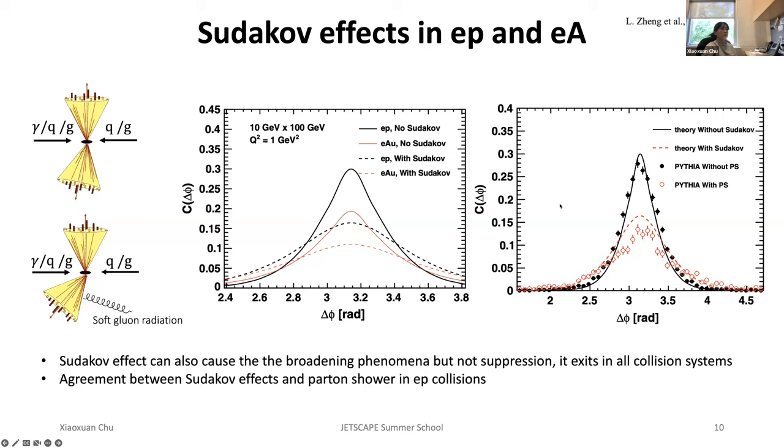This Sudakov effect can be described in the simulation by parton shower. If we turn on the parton shower in PYTHIA, it actually describes very well the theory with the Sudakov effect. So in the simulation, if we want to study the separate contributions of saturation and the Sudakov effect, we can also implement the parton shower or not inside the simulation.